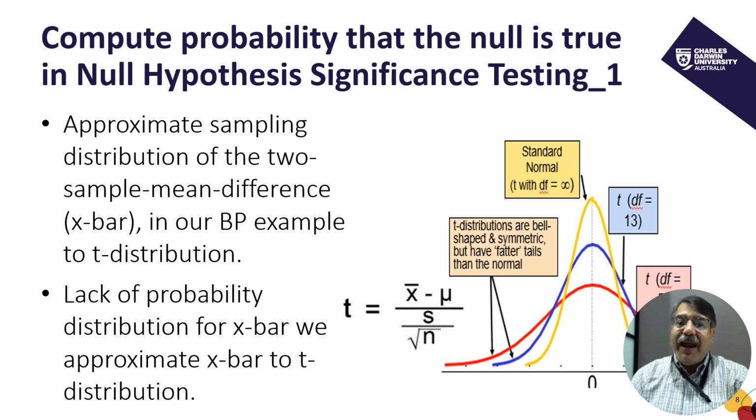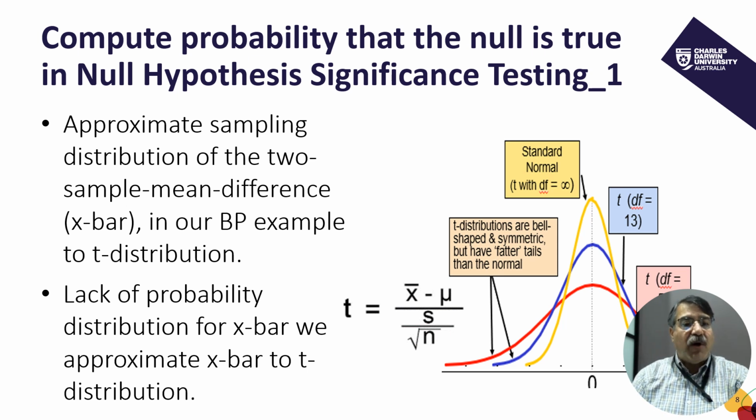So why do we compute the t-test when we cannot compute the probability? It is because we are taking the support of the t distribution. In our example we have two groups, so we have two averages, and we have an x bar value, which is the difference between the two sample means. So we have a sampling distribution.